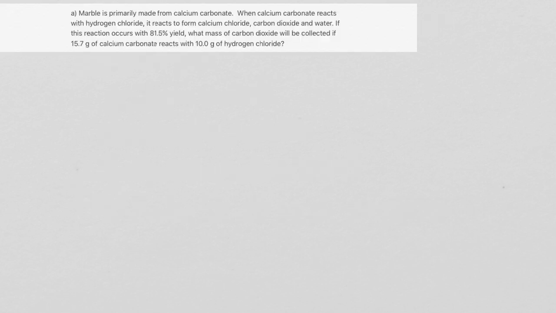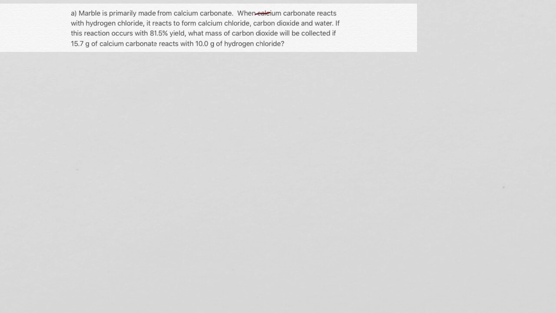So let's look at an example. Marble is primarily made from calcium carbonate. When calcium carbonate reacts with hydrogen chloride, it reacts to form calcium chloride, carbon dioxide, and water. If this reaction occurs with 81.5% yield, what mass of carbon dioxide will be collected if 15.7 grams of calcium carbonate reacts with 10 grams of hydrogen chloride? So lots of wording, but let's pick out the reaction itself.